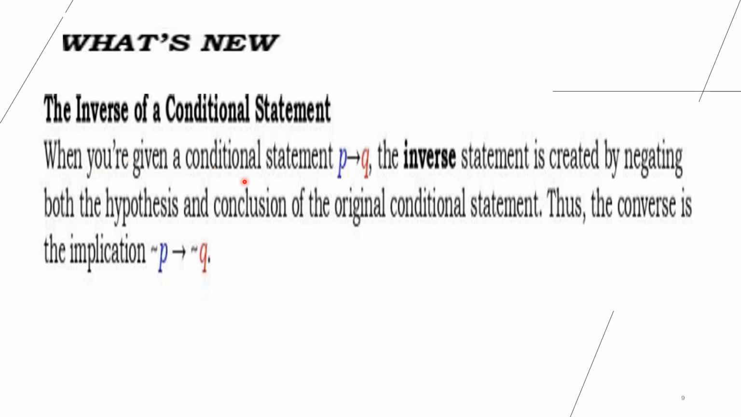We have the inverse of a conditional statement. When you're given a conditional statement, P or hypothesis, then Q conclusion, the inverse statement is created by negating both the hypothesis and the conclusion of the original conditional statement. Thus, the inverse is the implication not P → not Q. This time, it's in the negative. So, by negating, that's negative.